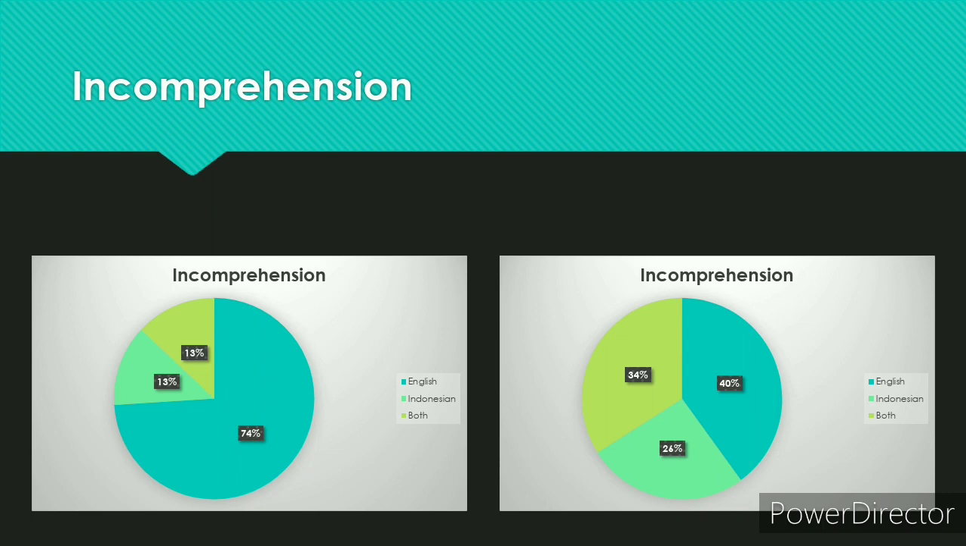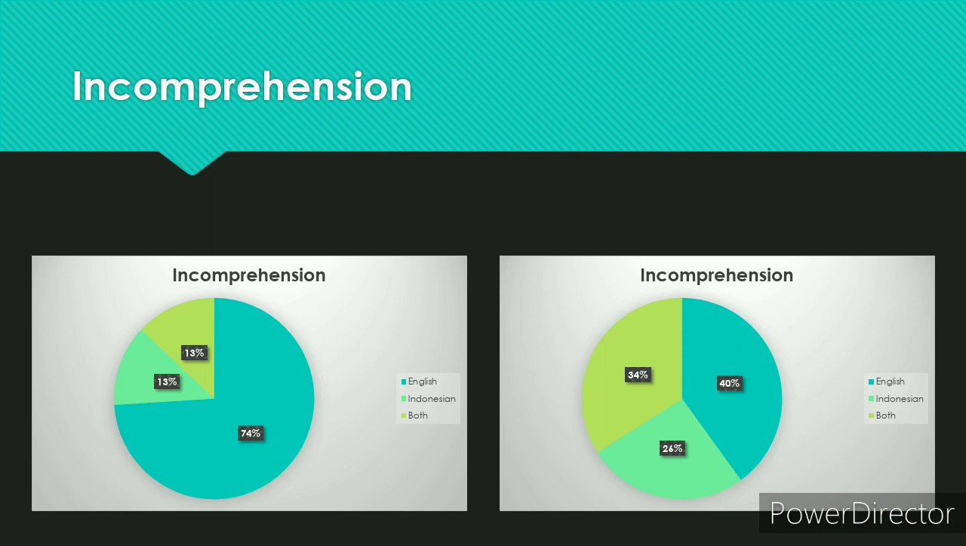So the incomprehension rate for population new for English is 74%. The incomprehension rate for Indonesian, for the new population new line, is 13%. The incomprehension rate for both languages in population new is 13%. Let's compare it with population old.